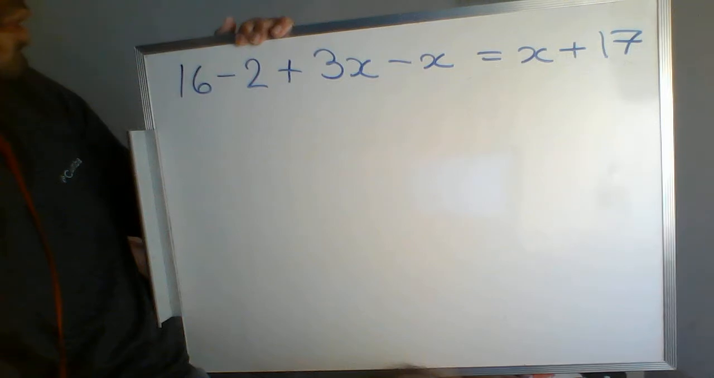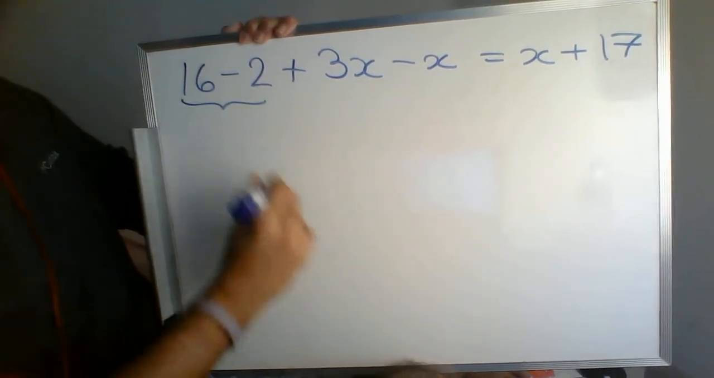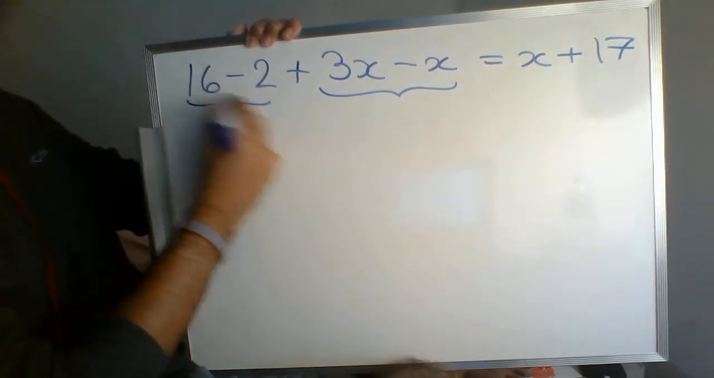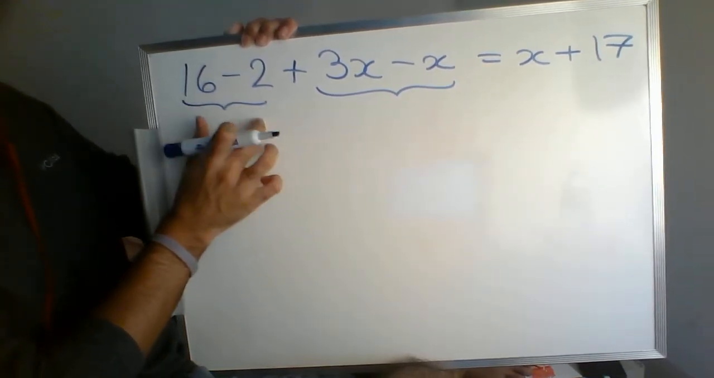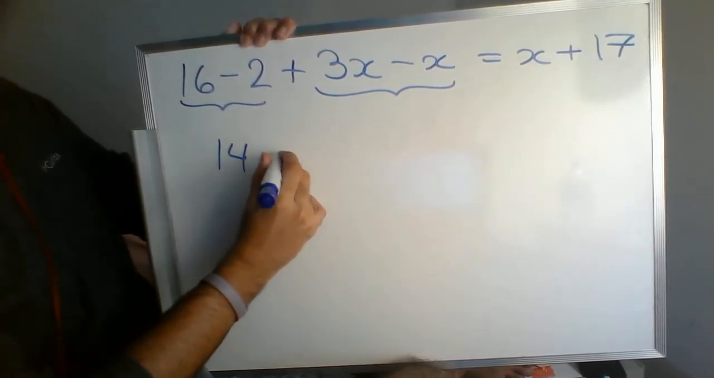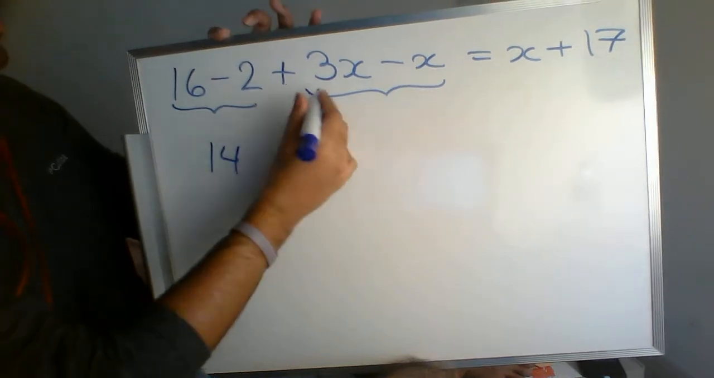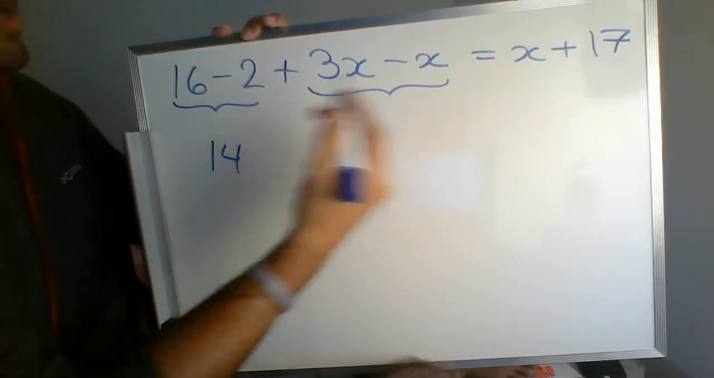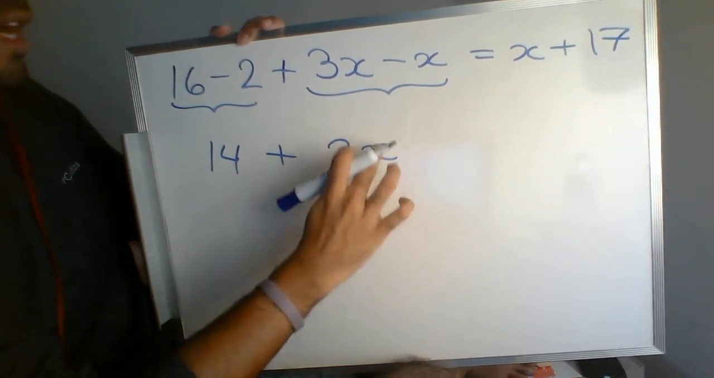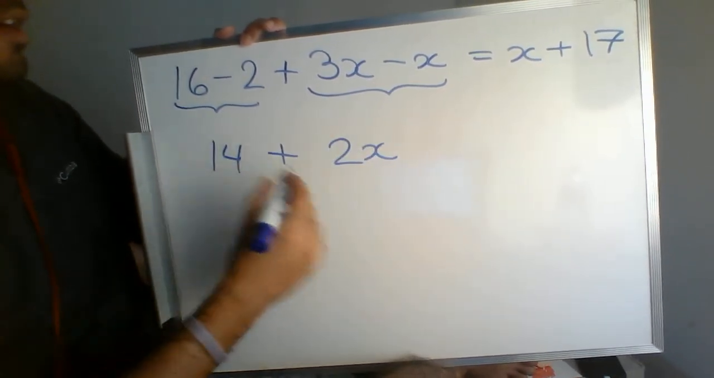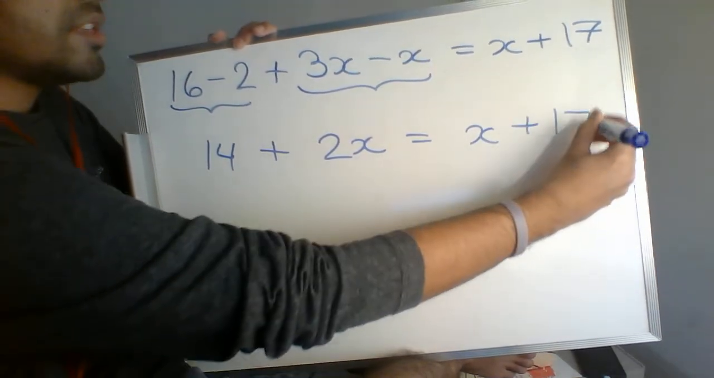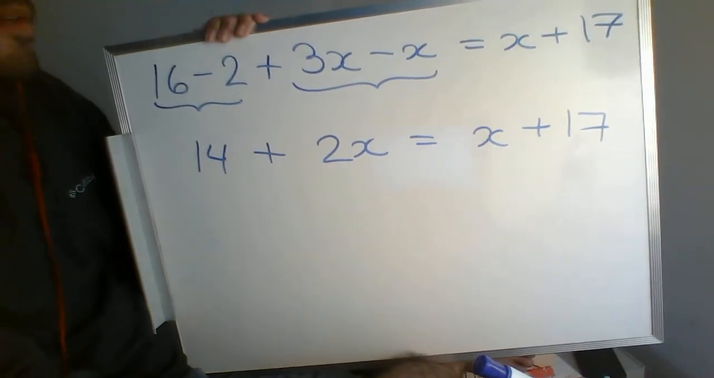So what I'm going to start with right off the bat is I've got two numbers on this side and I've got two terms with variables on the same side. So over here I'm going to just deal with this subtraction. Numbers minus numbers, I can do that. 16 minus 2 is going to give me 14, right? No problems there. 3x minus x, that's like 3 bananas minus 1 banana, is going to leave me with 2 bananas, or 2x in this case, right? So we've got 14 plus 2x on the left side is equal to x plus 17 on the right side.